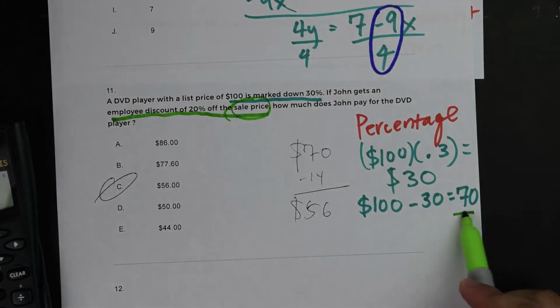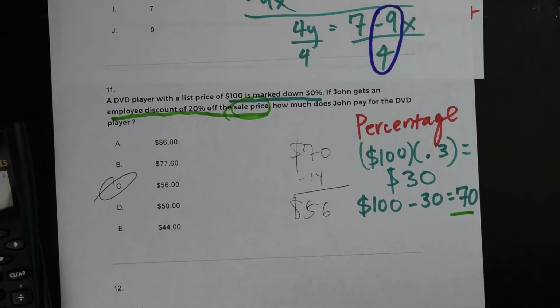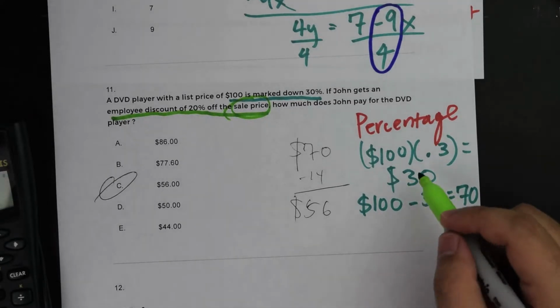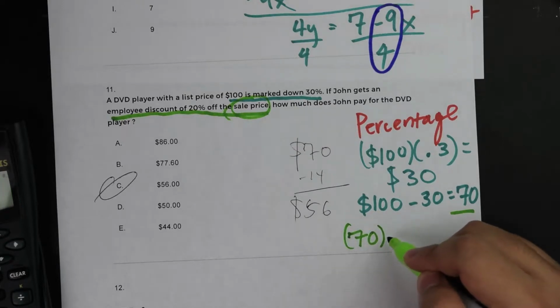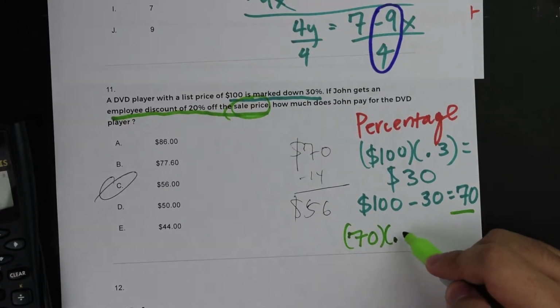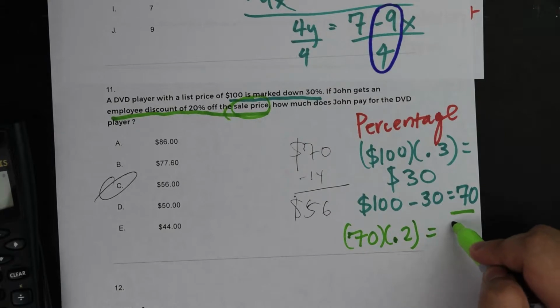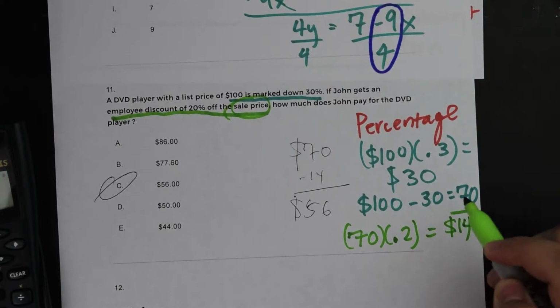I'm doing it off this sale price. How much will John pay? So what happens is that I've got to do this process again. So I have to do $70. Now this is my sales price times 0.2, which on the calculator I found out was $14.